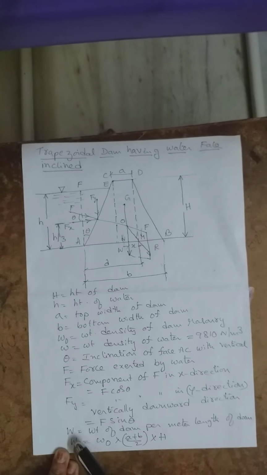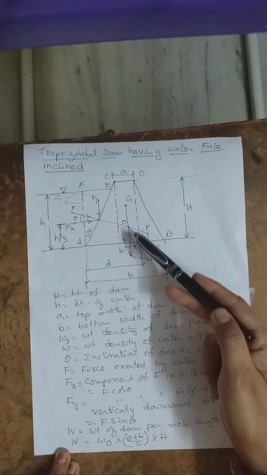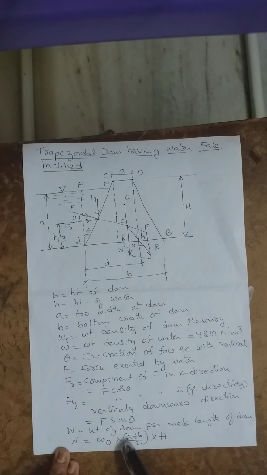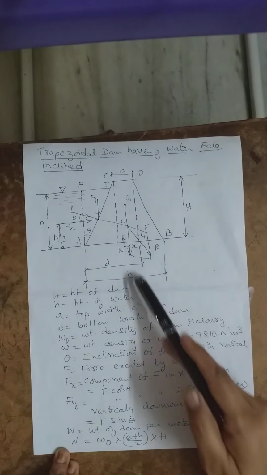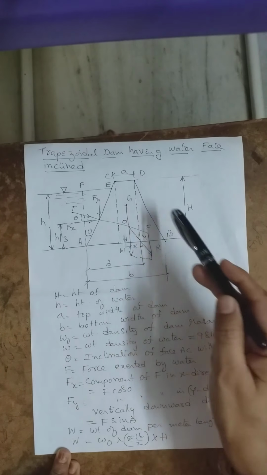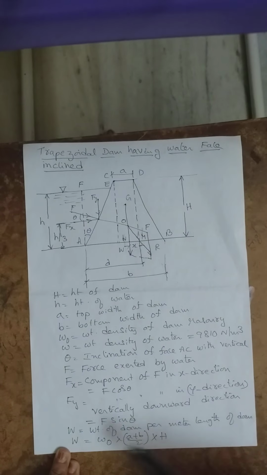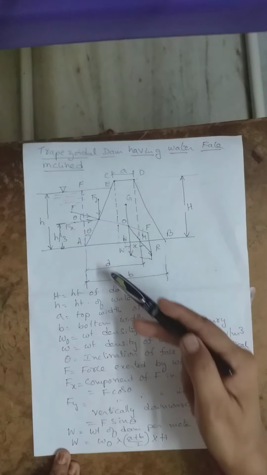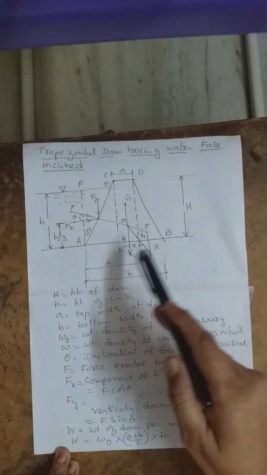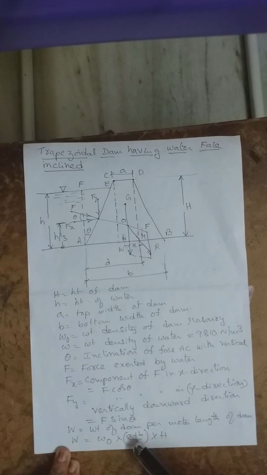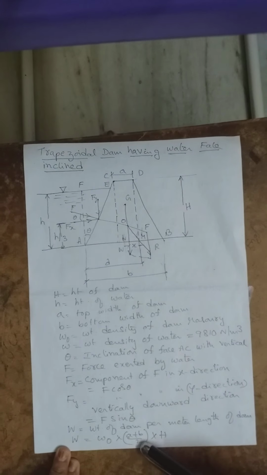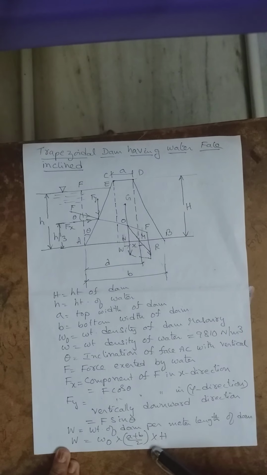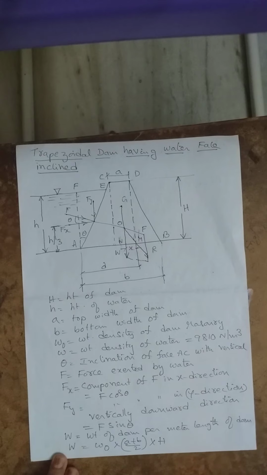And now W is the weight of the dam per meter length of the dam, what we are considering as per meter length. We know that the weight of the dam we can find out as WO into, as it is trapezoidal in shape, A plus B by 2 into the height of the dam, that is H, where A is the top width and B is the bottom width.